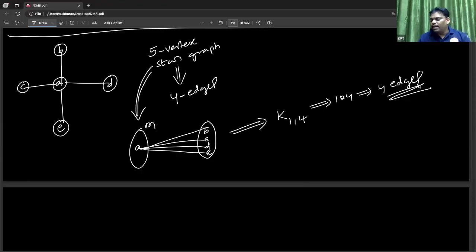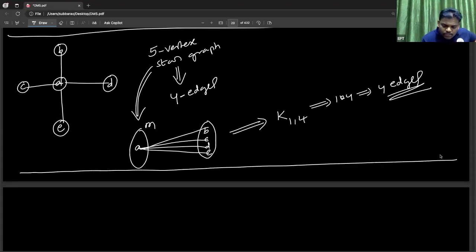Anyone having any doubt, let me know. This is called a star graph. Very simple. Someone is saying no audio. Is it so? Yeah, maybe some network issue. Are you okay with the star graph?